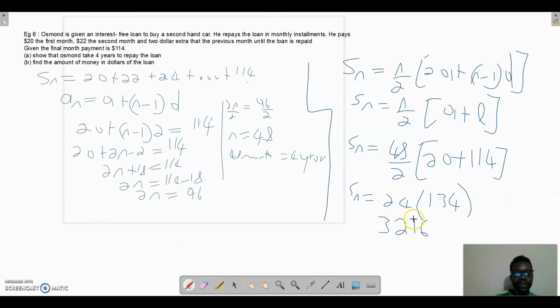3,216. Now it is imperative that you write a statement, because of course it's a real life question. So therefore, the total amount of money repaid is $3,216. Very important that you write a statement.